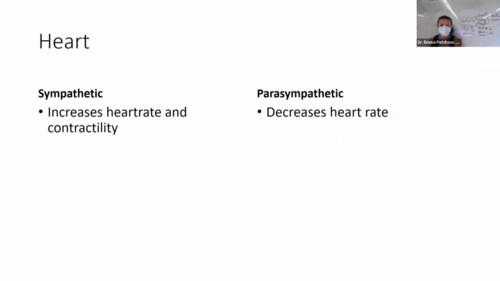The heart, sympathetic is going to increase our heart rate and contractility, versus parasympathetic is decreasing heart rate. But if we remember, parasympathetic fibers are not really innervated in the ventricles, so it doesn't decrease contractility. It doesn't really affect contractility. It is going to slow down heart rate through our conduction center, through our SA node.